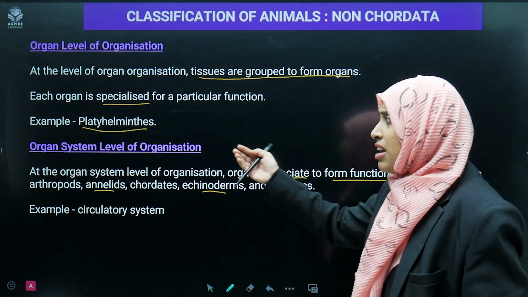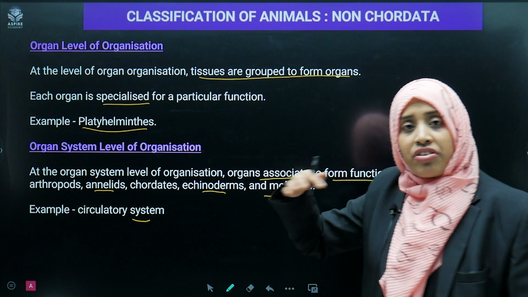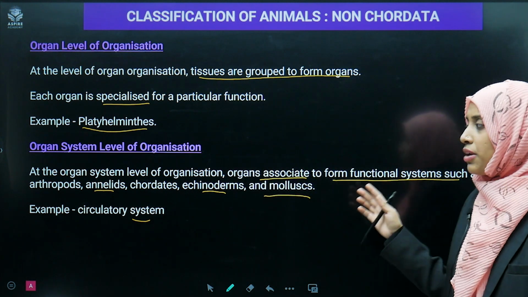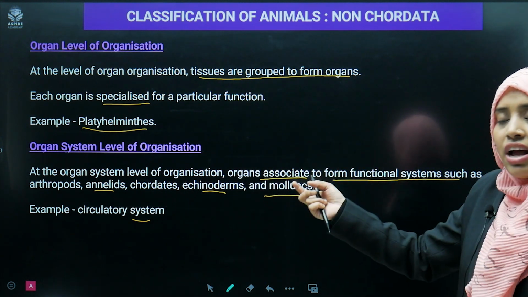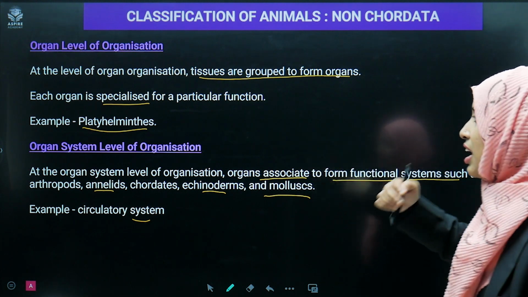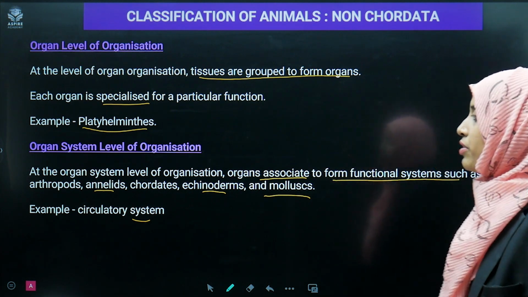Okay, that means यहाँ पे organ system आपको example circulatory, respiratory, digestive, ये सारे system देखने मिलेंगे। Okay, और ये कहाँ है? Phylum Arthropoda, Mollusca, Echinodermata, Annelida.